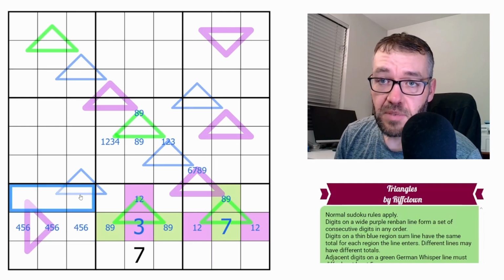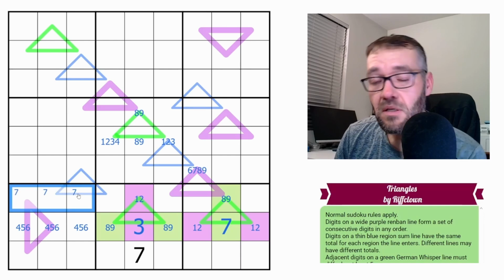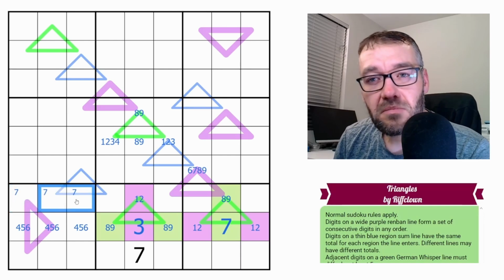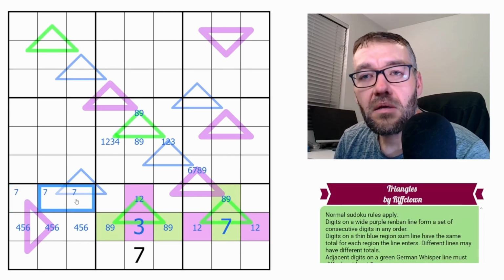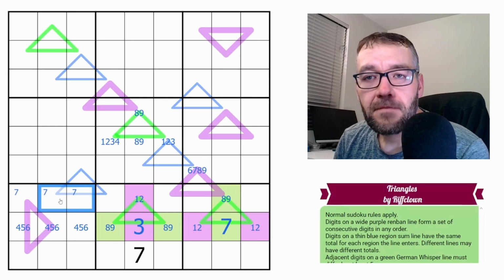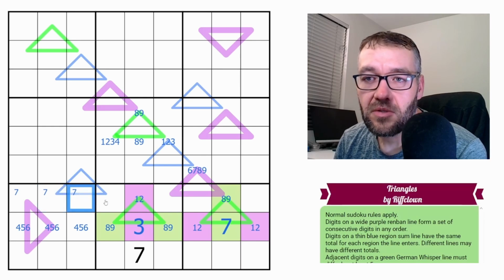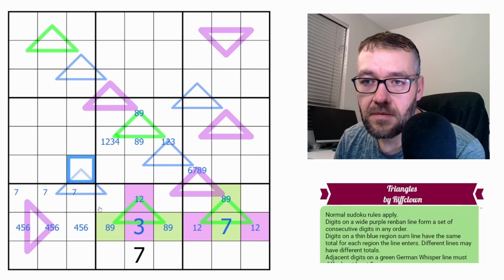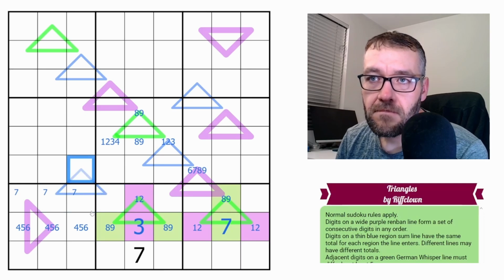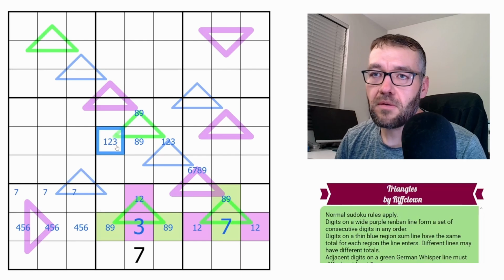That means the 7 goes up here somewhere. Can the 7 go on this region sum line? Yeah, sure, you could do like 7, 1 or 7, 2, and these could be 8 or 9. That works. Oh, this one can't be 4. I don't know why I still have the 4 there.